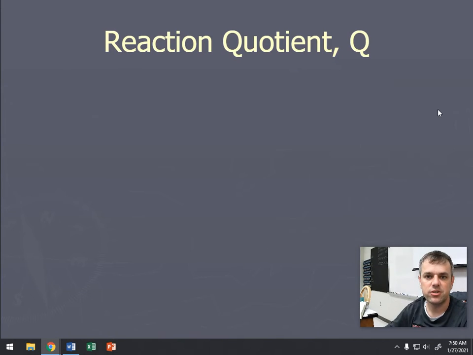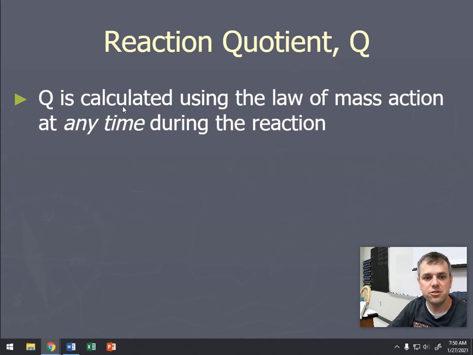Greetings, AP Chemistry students. Today we're going to talk about the reaction quotient, Q. The reaction quotient is what's going to allow us to determine which direction a system is going to have to shift in order to achieve equilibrium. And Q is calculated using the law of mass action.